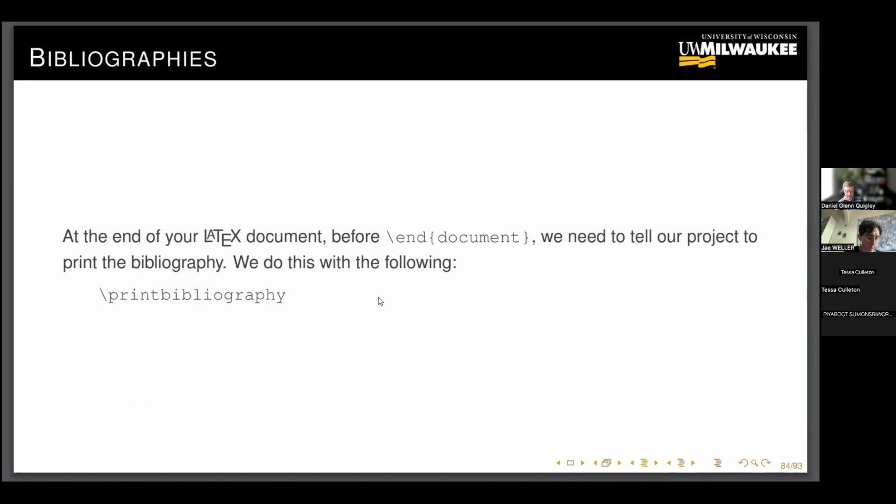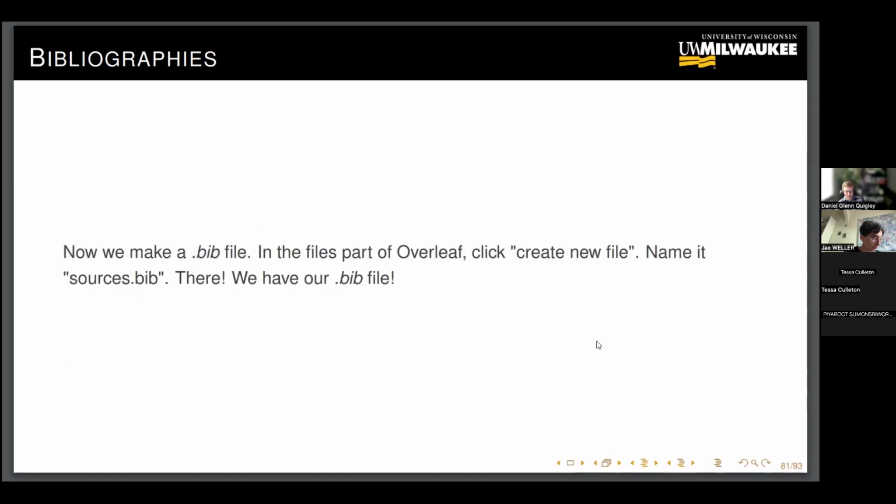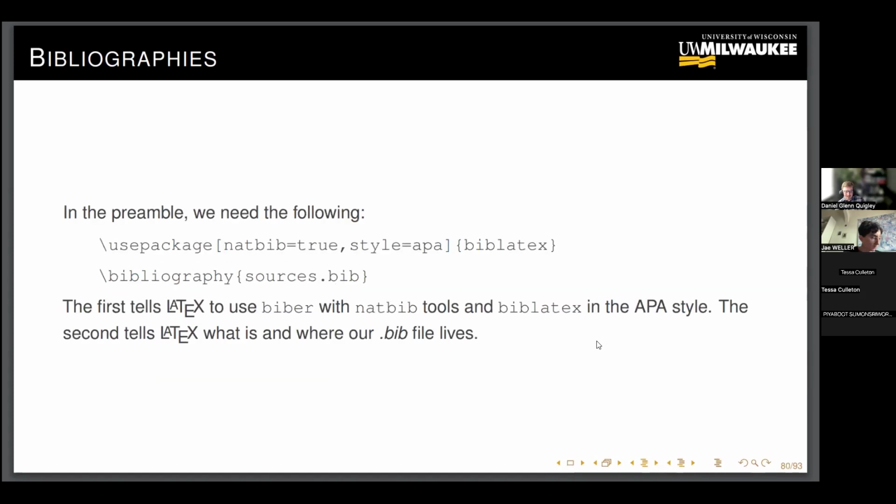And then at the end of my document, right before the end command, LaTeX needs to know to print the bibliography at all. So we do that with this appropriately named command, \printbibliography. Daniel, what was the argument in the use package for this? I did natbib is true, so I'm going to use natbib commands. Okay. I'm using the style APA, and then the argument is bibliotech. Cool, thanks.